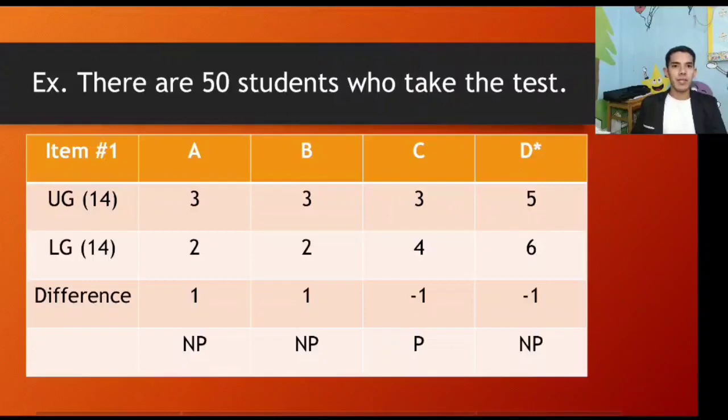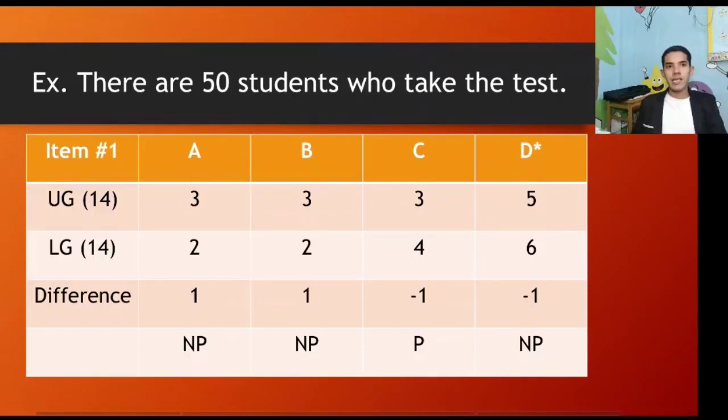Same with letter B, because they have the same number of students who answered from the upper group and the lower group, which is 3 minus 2, which is 1, also positive. That's why it is not plausible. So, in our letter C, 3 minus 4 is negative 1. Letter C is a distractor, and it has a negative difference, meaning to say it is plausible. Why plausible? Because the difference is negative.